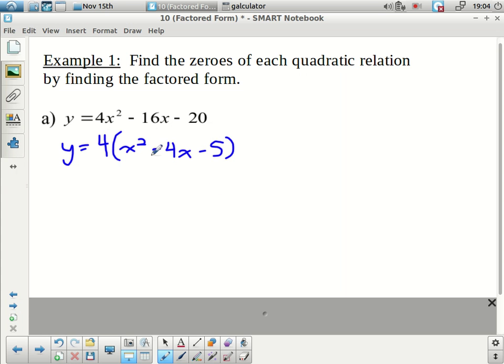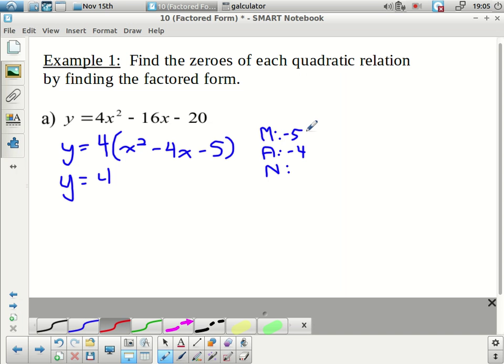Okay, my next step, now that I've got it down to this form, is I need to factor this trinomial, x squared minus 4x minus 5. So I'm looking for 2 numbers that are going to multiply to give me the last term, so minus 5. And they have to add to negative 4. Okay, so what are the 2 numbers?